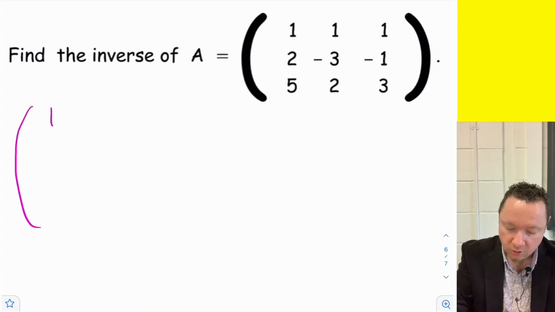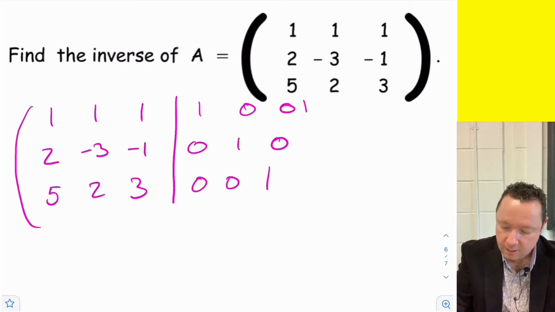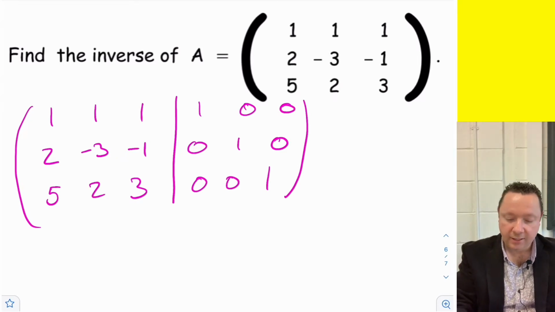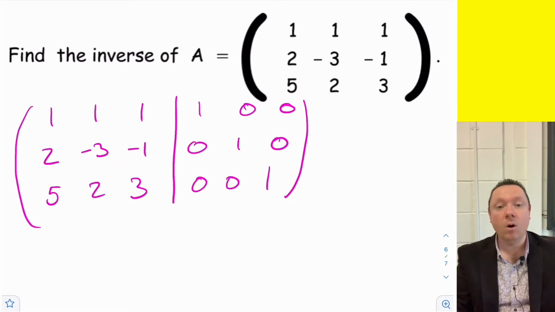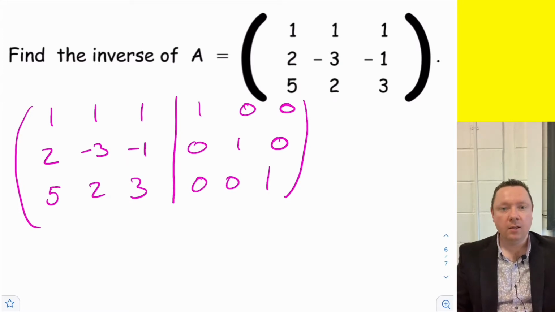We've got our matrix A on the left, 1, 1, 1, 2, minus 3, minus 1, 5, 2, 3. And we put the identity matrix on the right-hand side. 1, 0, 0, 0, 1, 0, 0, 0, 1. And the goal is to use elementary row operations so that the identity matrix appears here, and whatever will then end up on the right-hand side will be the inverse of the matrix. I'll show you a small justification for that at the end of the video, so stay tuned for that.